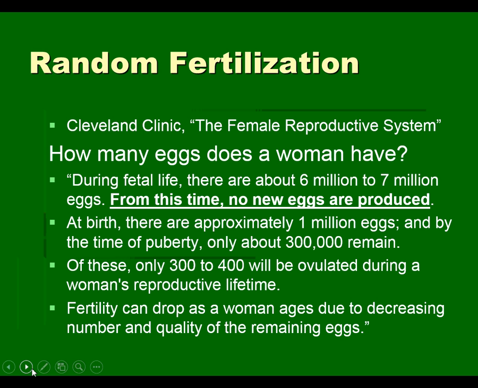So now you're talking about taking 7 million eggs, which was within the probability of 8,388,608, and reducing that number all the way down to 300. So the likelihood that we produce the same organism twice is reduced because we only have 300 eggs to work with. Fertility can drop as a woman ages due to the decreasing number and quality of the remaining eggs. So the probability of producing the same child twice is directly related to how many eggs she has left.